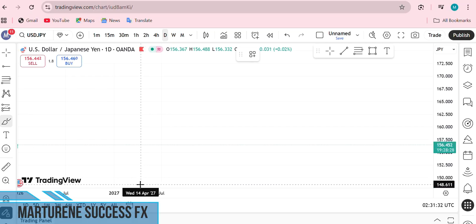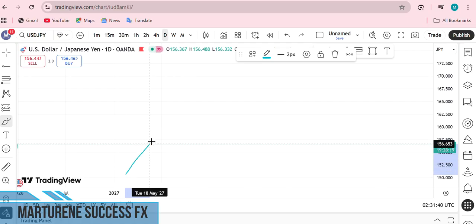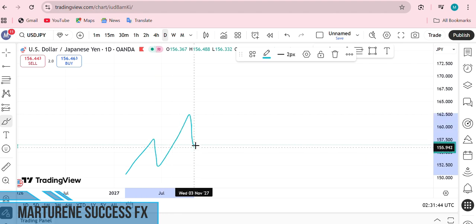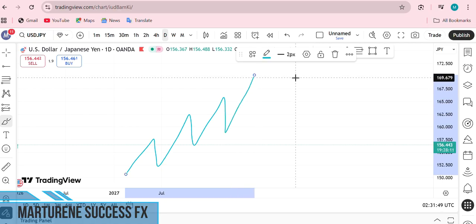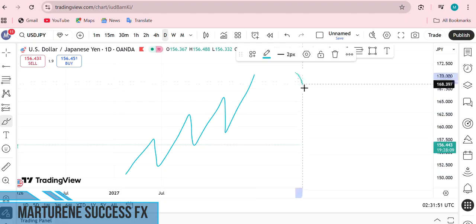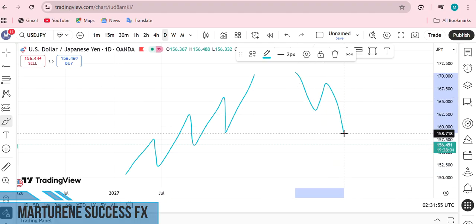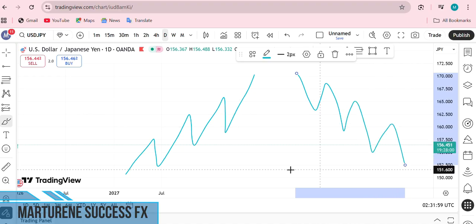There's something I would like to draw. Just imagine the market is moving up, making a retracement up, making a retracement up, making a retracement up. Also consider the market moving down: make a retracement, continue down, make a retracement, continue down, make a retracement, and continue down.